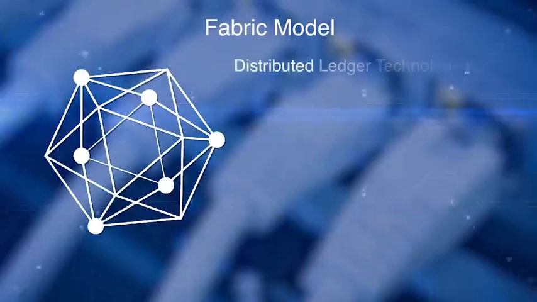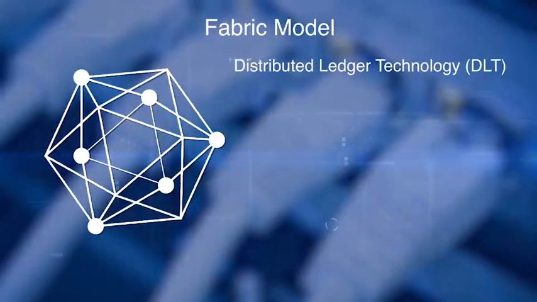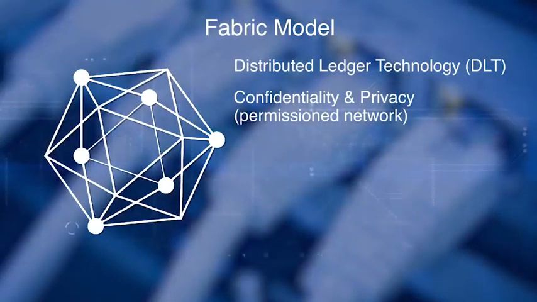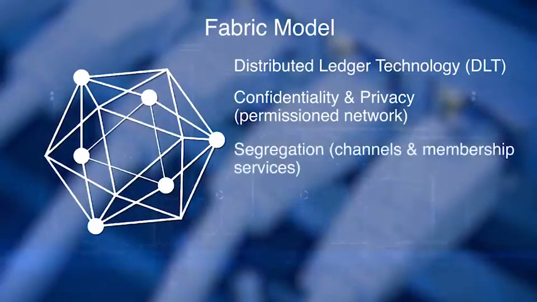Now, let's explore the functionality of the Fabric model. At the core, Fabric provides the distributed ledger technology, and through the various components we discussed in its model, it provides these functionalities: confidentiality and privacy through building a permissioned blockchain network among trusted business peers. Fabric also offers segregation through the channels, identity management through membership services.